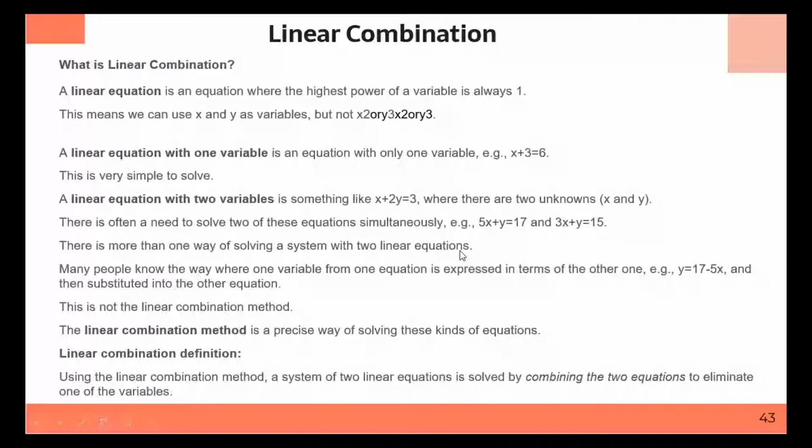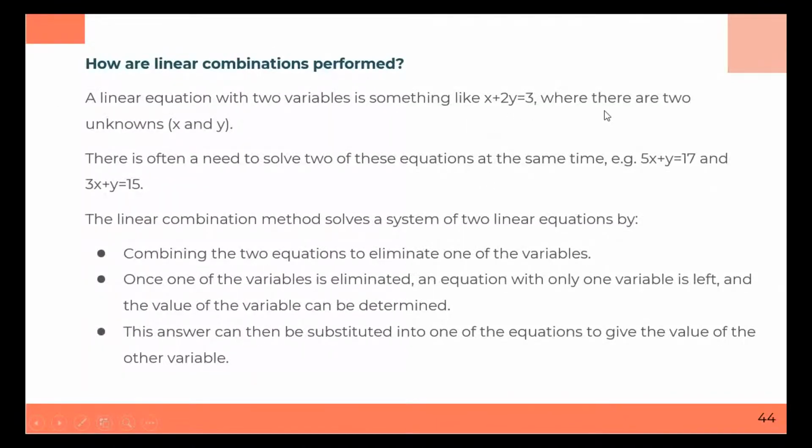A linear equation with two variables: x plus 2y equal to 3, where there are two unknown variables, 5x plus y equal to 17. Separately, the example has been taken. Combining two equations to eliminate one variable is one step. Once one variable is eliminated, an equation with only one variable is left, and the value of the other variable can be determined. We did that, and this answer can be substituted into one of the equations to give the value of the other.